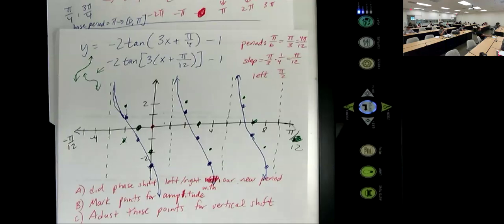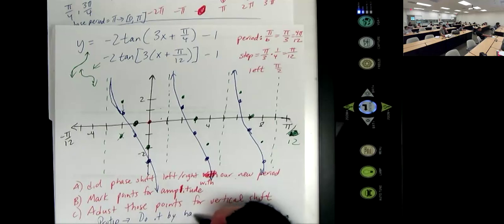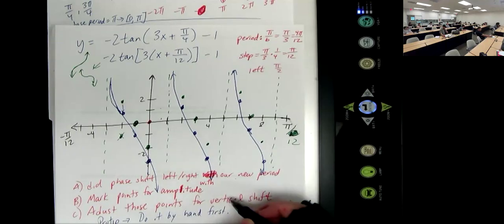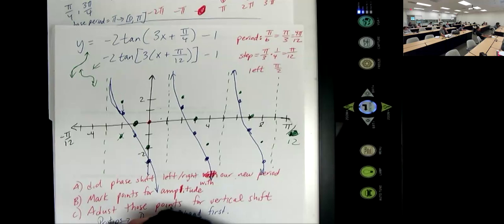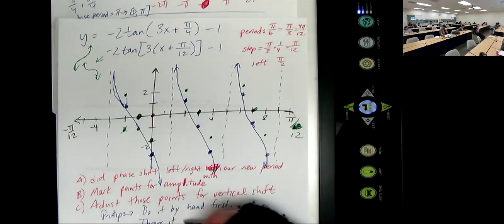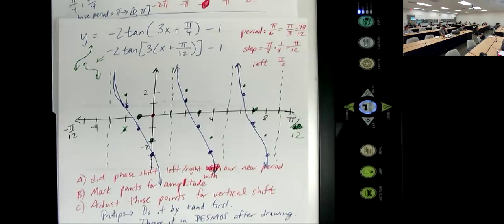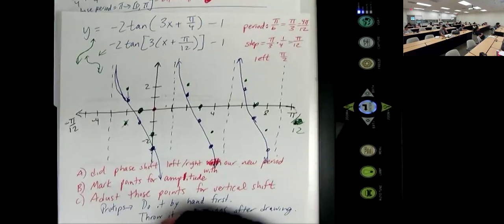So a pro tip for this is: do it by hand first. Get that practice in. Pro tips: throw it in Desmos to see what it looks like after you do it by hand, to verify you did it right. And then, like, plug it in the Homer.